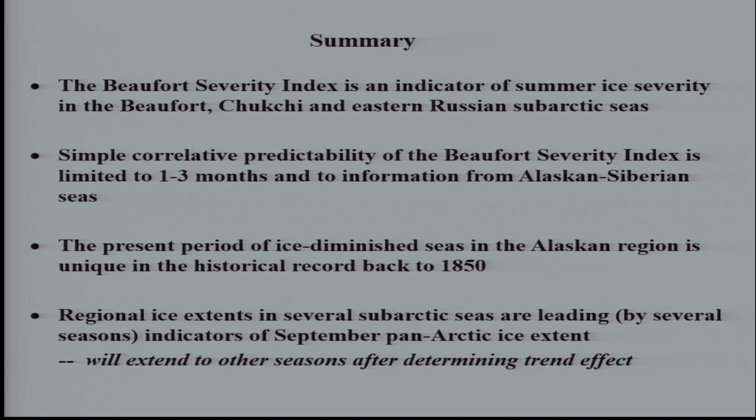So in that sense, the simple correlative predictability, the predictability by these correlation approaches, is limited to 1 to 3 months and to information from the Pacific side of the Arctic. The third point is that this present period of diminished ice, especially as it relates to the navigability in the Beaufort region, is unique in the historical record back to 1850.